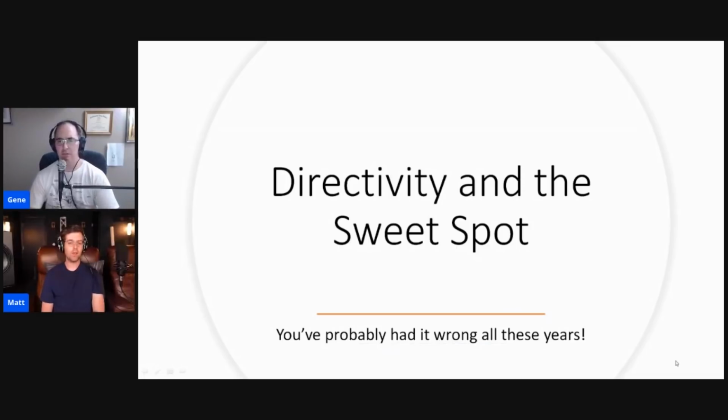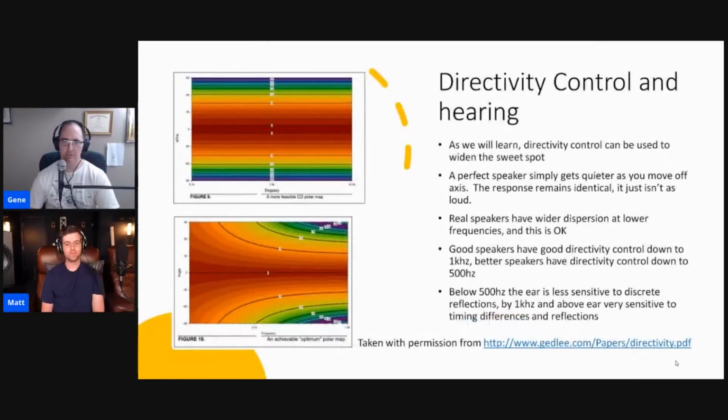So this is Directivity and the Sweet Spot. You've probably had it wrong all these years. All right, so directivity control and hearing. As we're going to learn as we talk more about this, directivity control can be used to widen the sweet spot rather than narrow it, which I think is the opposite of what most people think.